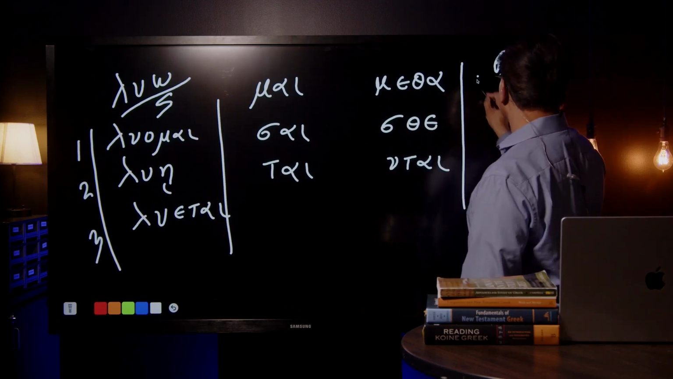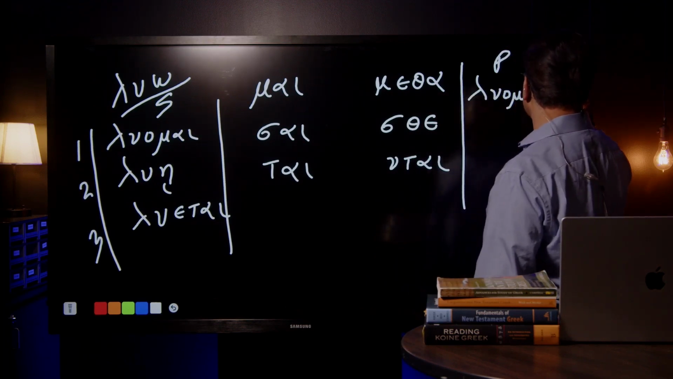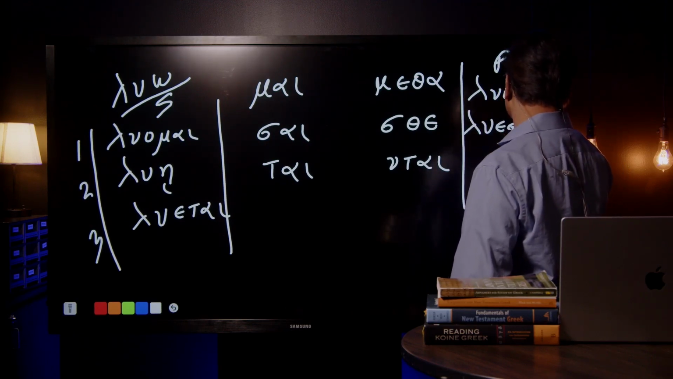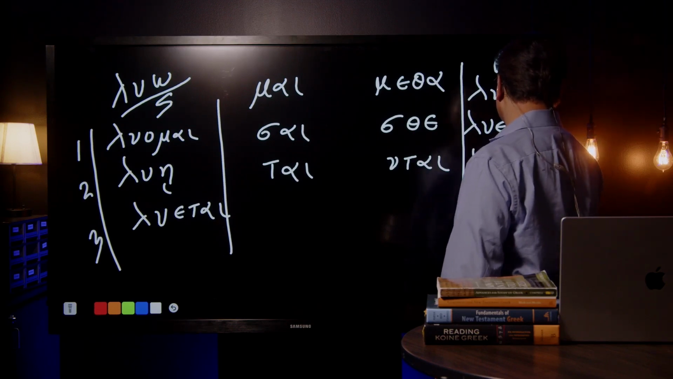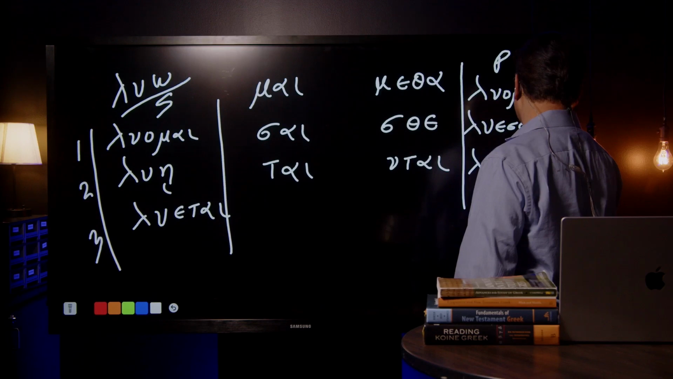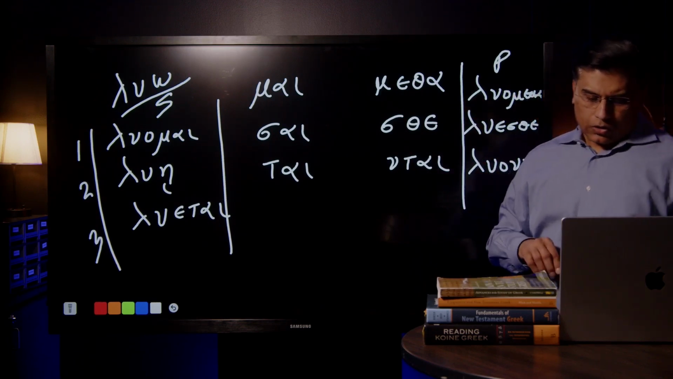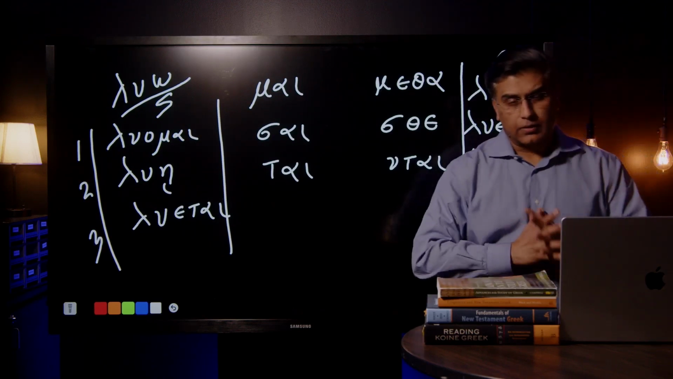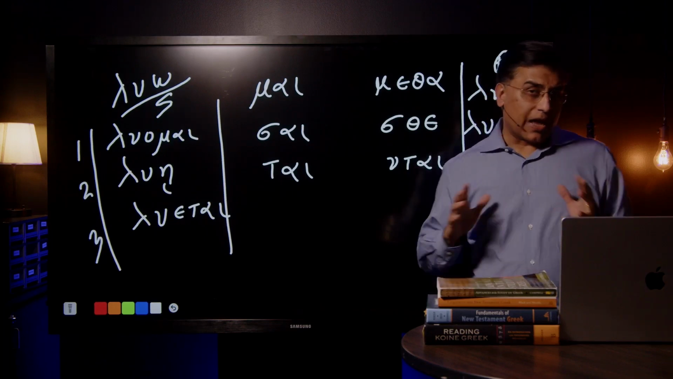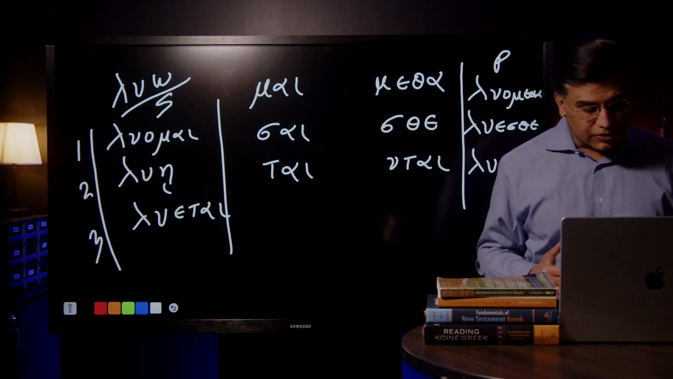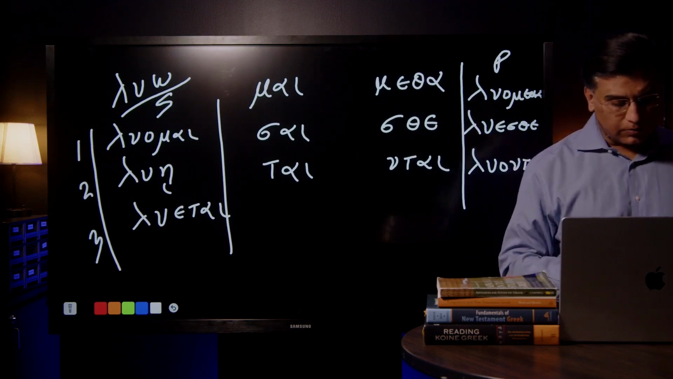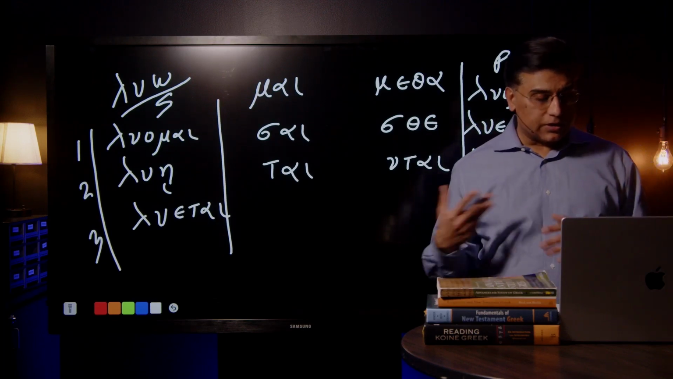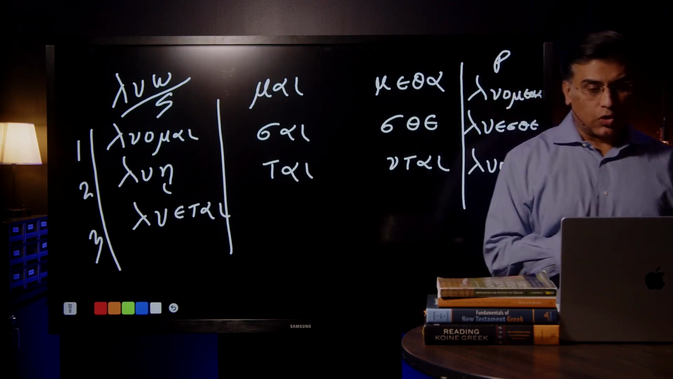Plural would be luometha, lueschde, and luontai. So this is your present middle or passive forms, verb conjugation. But now there's more. So let's dive into chapter 13 in Dr. Black's book, because we're going to look at the perfect middle and passive, and then the future middle indicative. So let's begin.